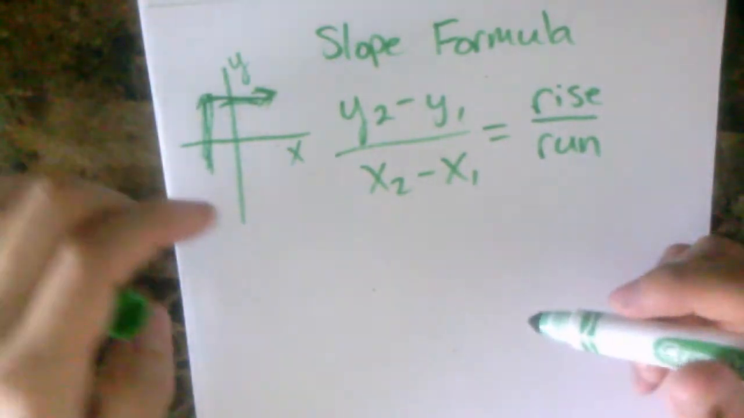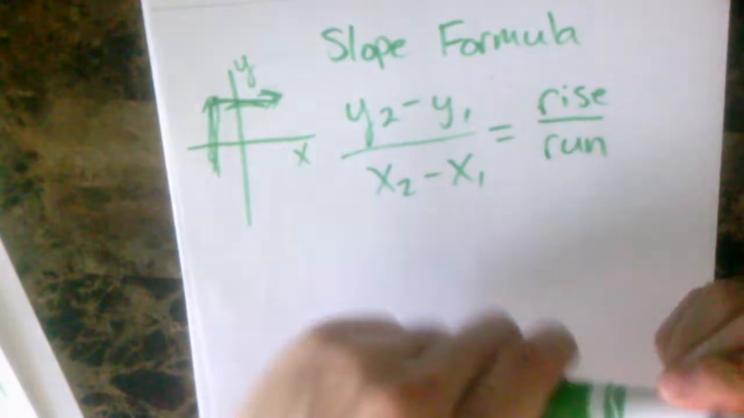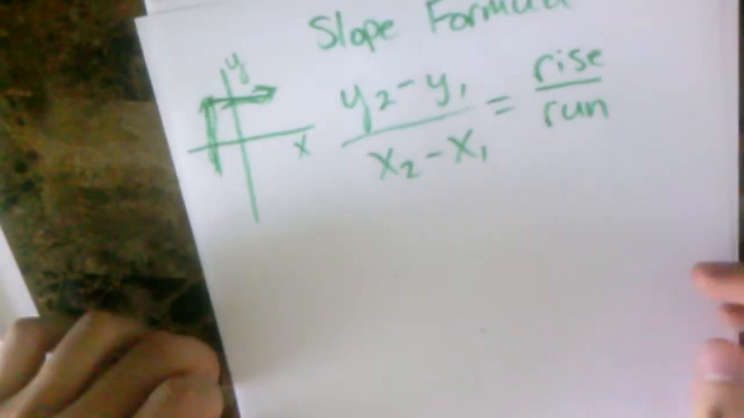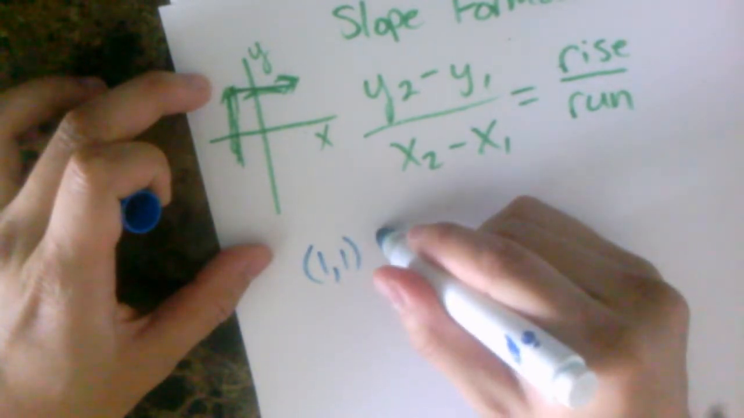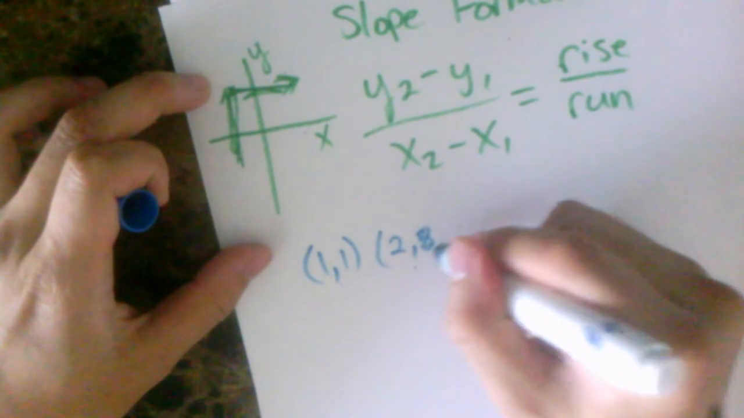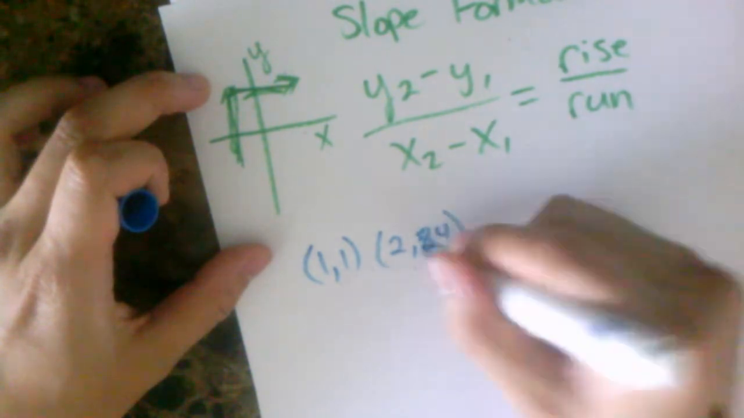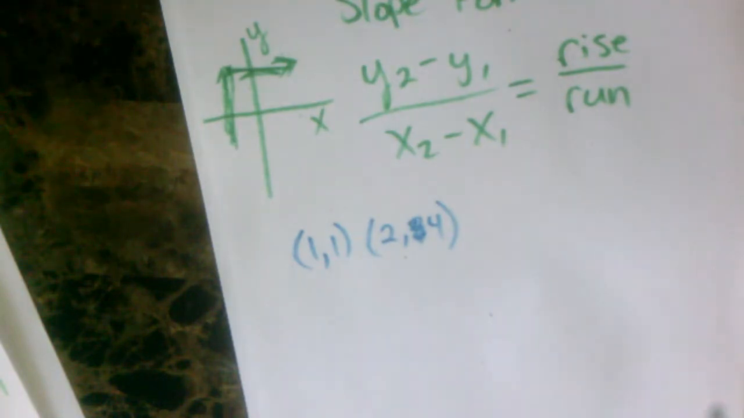I'm actually going to do the same problem, but I'm going to ask it in 2 different ways. The first way I'm going to ask it is like this. Here's a point, 1, 1, and I'm going to have you go to 2, 4. So 1, 1, and 2, 4.